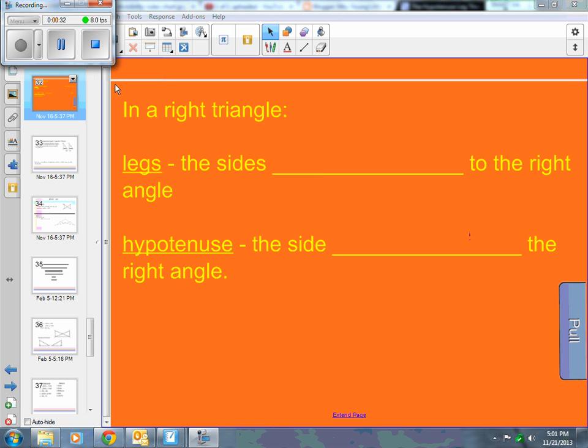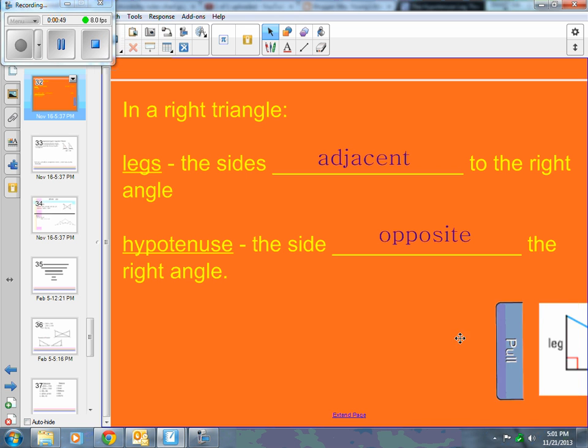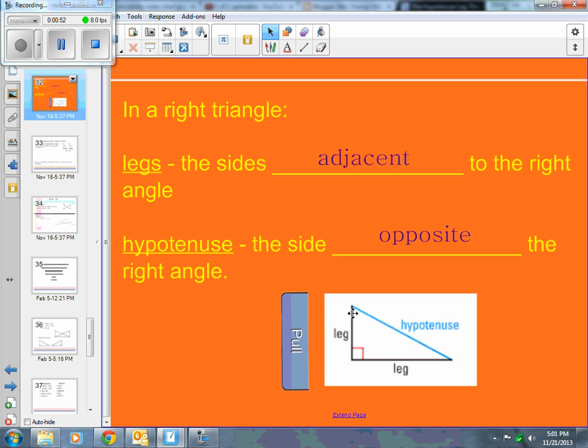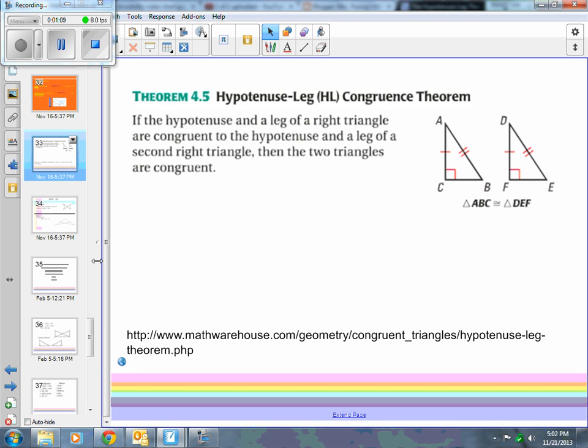So first of all, we're just going to discuss the parts of a right triangle. This should be a review for you. All right, so the legs of a right triangle are the sides adjacent to the right angle. A hypotenuse is the side opposite the right angle. So for example, in my lovely picture, I have a leg, which is adjacent to my right angle, and exactly opposite of that is my hypotenuse.